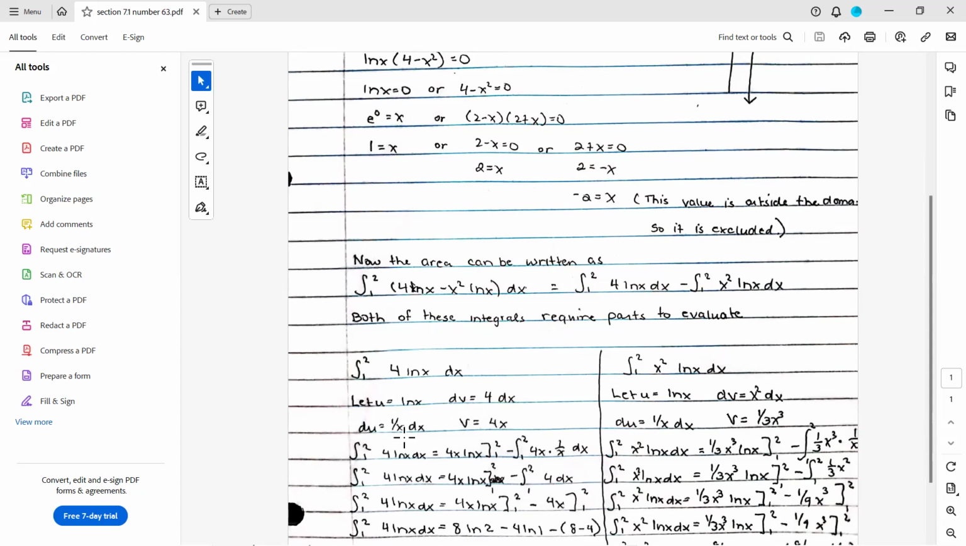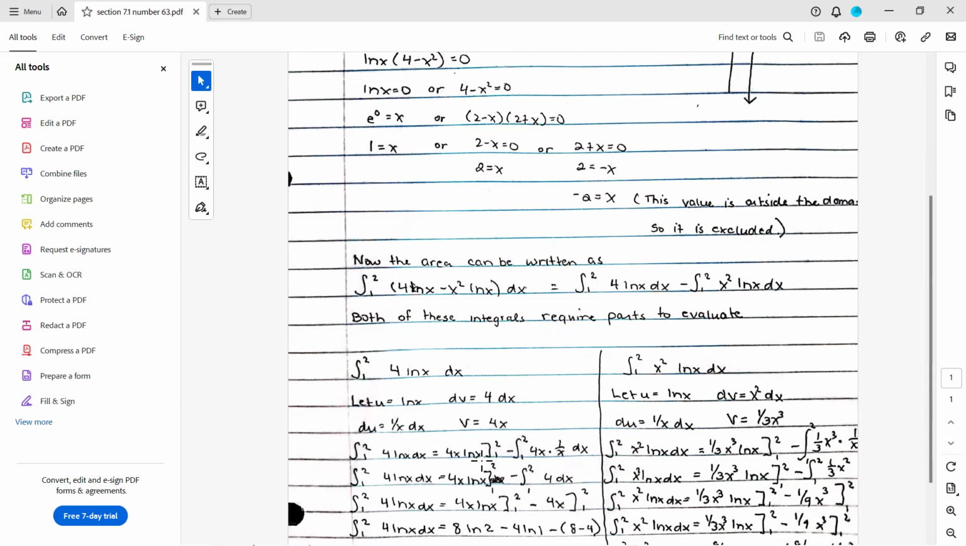Differentiate u, you get 1 over x. dx is du. Don't forget your dx here because this is du, the differential. v is the integral of dv, which is why we need dx, and we get 4x for that, because the constant has a 0 power, so the integral would have a first power, which means we need a variable there.